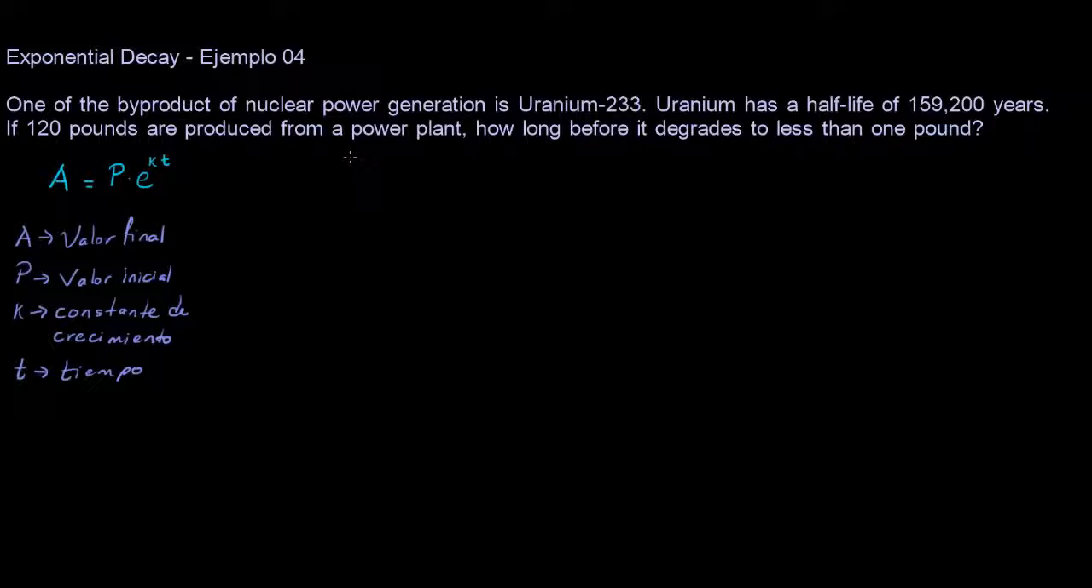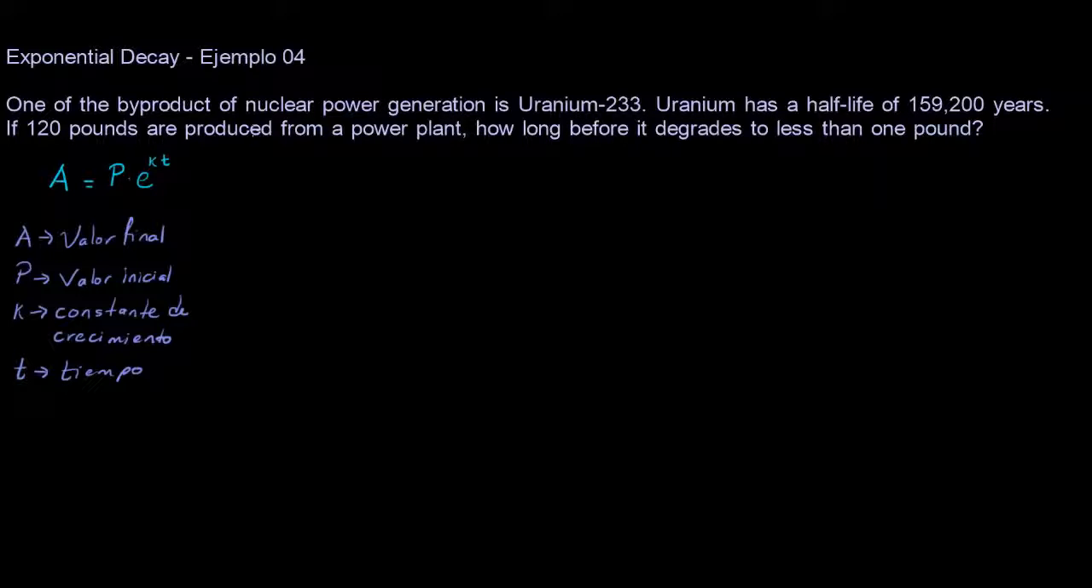It says one of the byproducts of nuclear power generation is uranium-233. Uranium-233 has a half-life of 159,000 years. Now, what is this thing of half-life? Basically, it says that after this number of years, the initial amount of uranium is cut down to exactly one half. The statement continues: if 120 pounds are produced from a power plant, how long before it degrades to less than 1 pound?